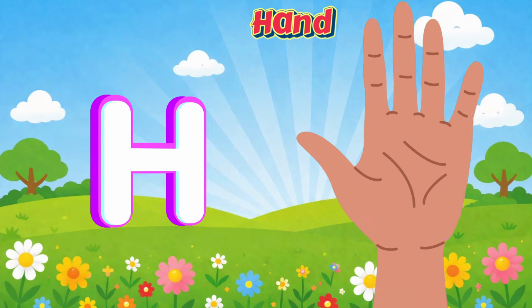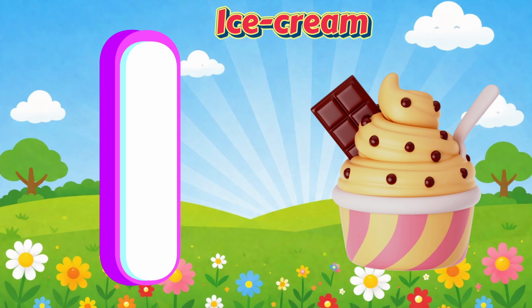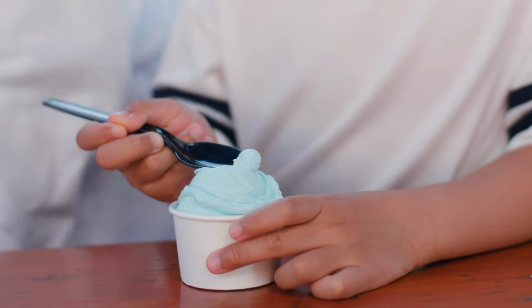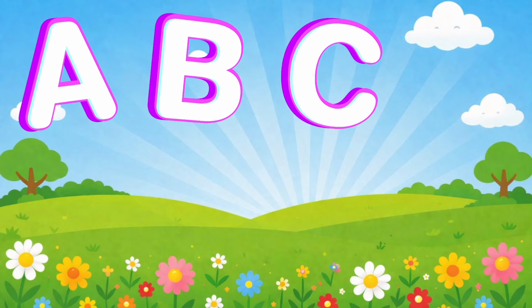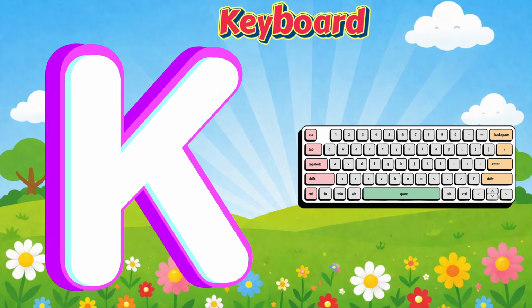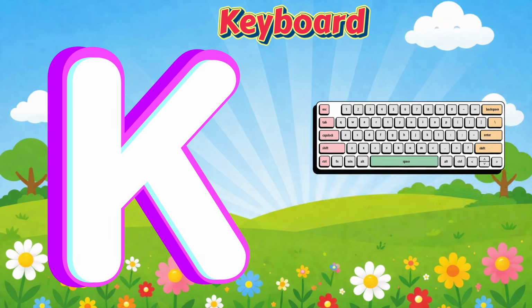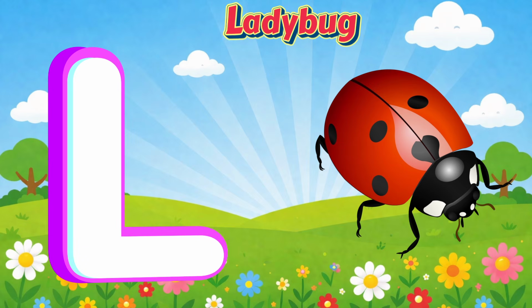hand. Clapping hand. I is for ice cream. Yummy ice cream. J is for jelly, jelly. Wobbly jelly. K is for keyboard, keyboard. Click keyboard. L is for ladybug.